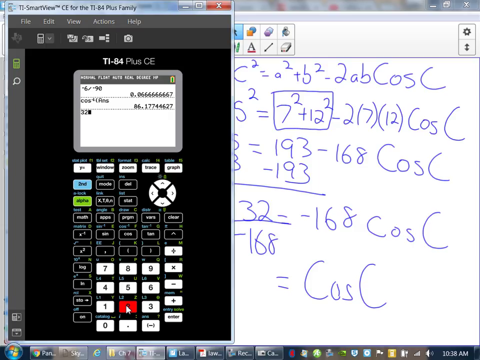So we have 32 divided by negative 168, and you get negative 0.19. I leave that in the calculator like it is because I can hit inverse cosine of my answer. I hit enter, and I have an angle measurement of 100.98 degrees. That's where I get that from. The cosine of an angle that is obtuse will always be negative, and that's why this happens.